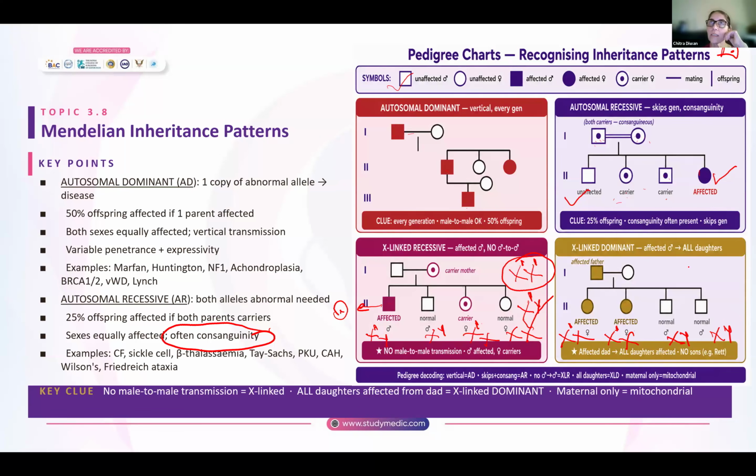So whenever you see in the pedigree chart that the father is affected and all the daughters are affected and all the males are escaping, they are not getting the disease, then it is X-linked dominant. Okay. So I hope I tried to make it as simple as possible for you. If you still have any doubts, you can tag me in the group and I will try to make it simpler for you.